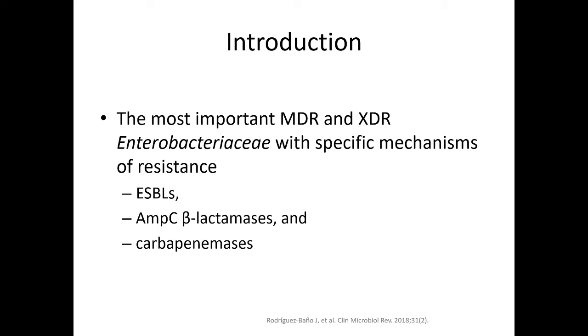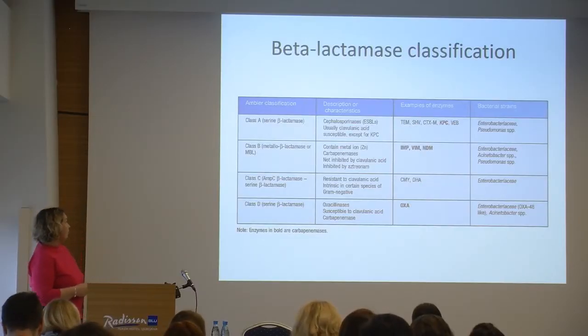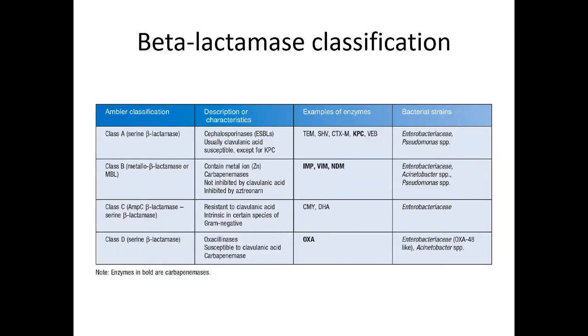The specific mechanisms of resistance in Enterobacteriaceae are production of ESBL, AmpC beta-lactamases, or carbapenemases. Beta-lactamases can be put into four classes according to Ambler. In class A, we find KPC and ESBL. In class B, metallo-beta-lactamases like VIM and NDM. Class C is just AmpC, there are no carbapenemases. And in class D, we have oxacillinases. The most prominent is OXA-48, as you know.